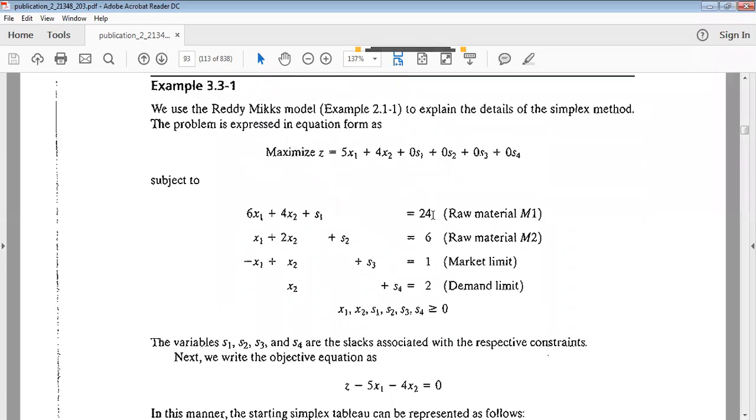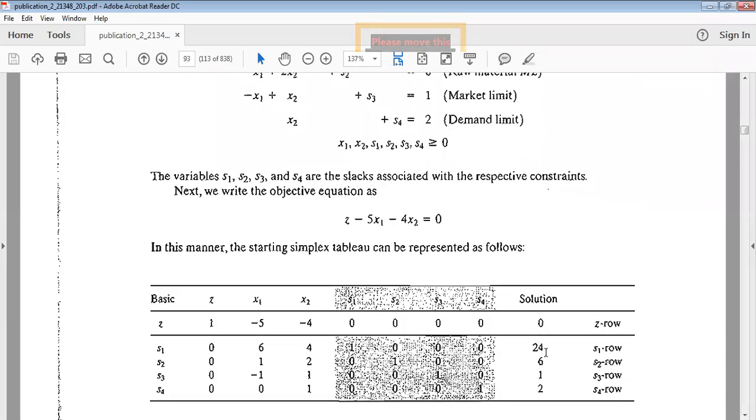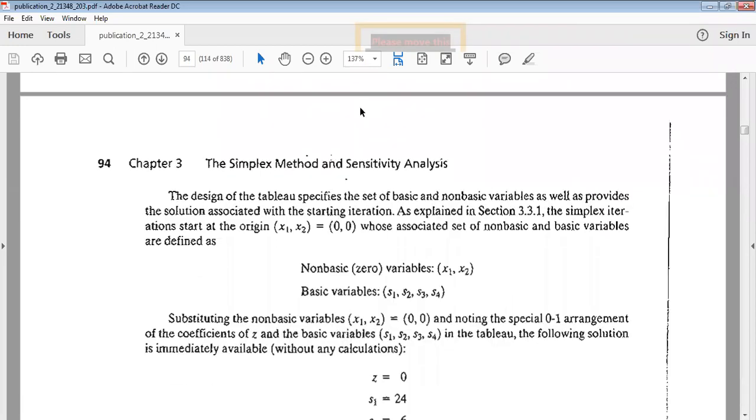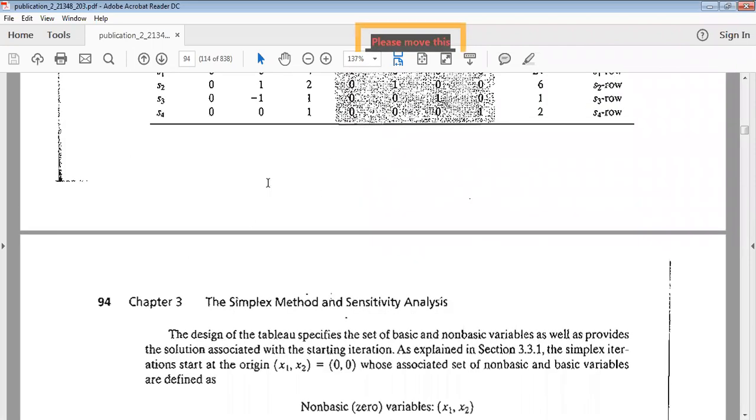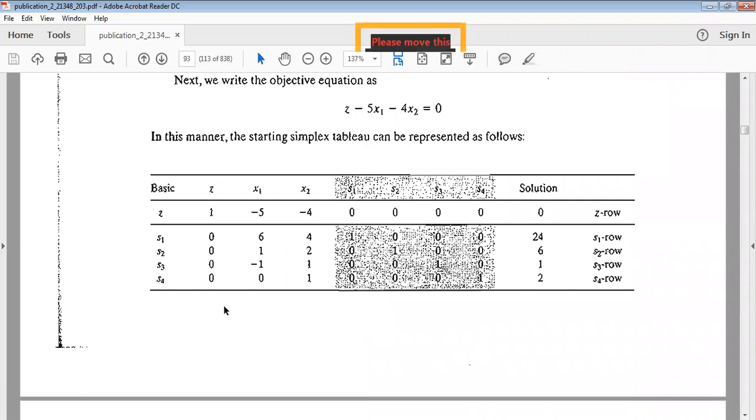24, 6, 1, 2 is given here, 24, 6, 1, 2. So all the values of the equations are given here. Now we have to solve it as usual, by the simplex method. So first of all, you have to find out Zj here. Zj means automatically these values are 0 into 6, 0 into 6, 0 into 6. So all the values are going to be zeros.